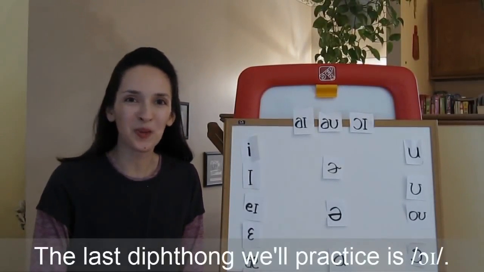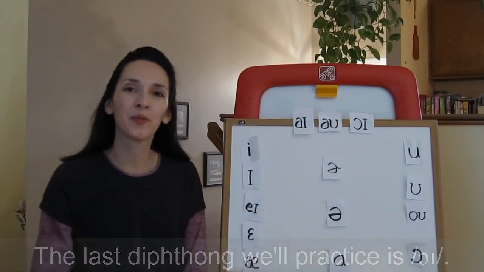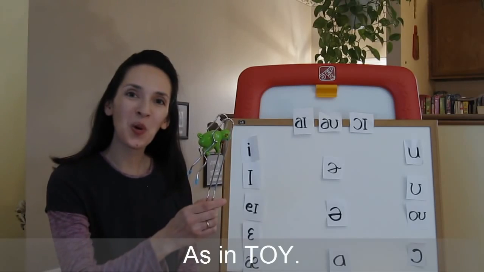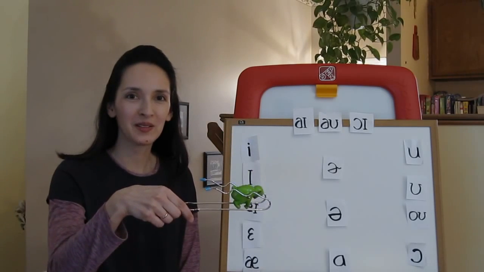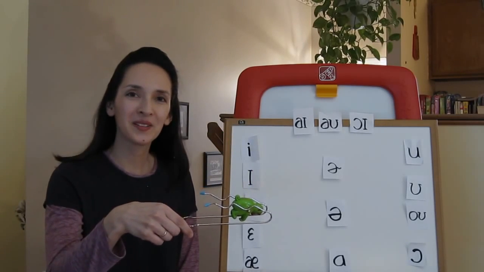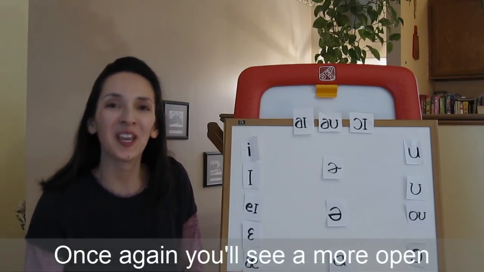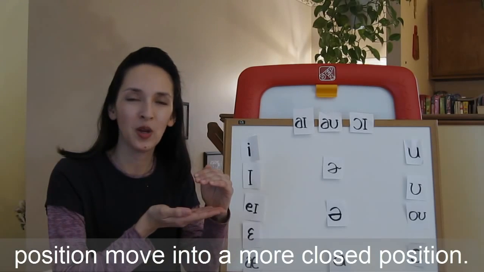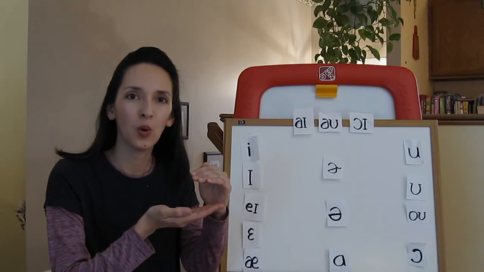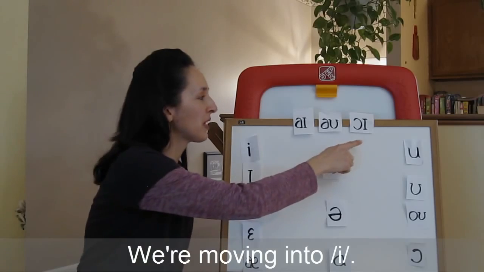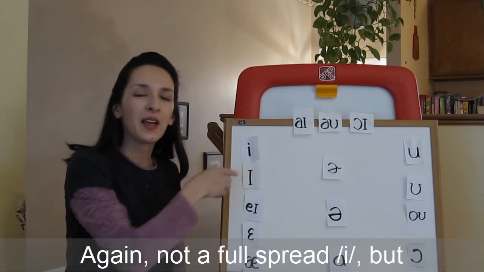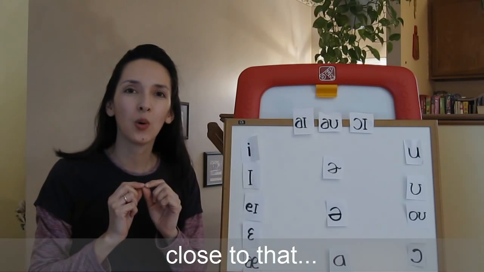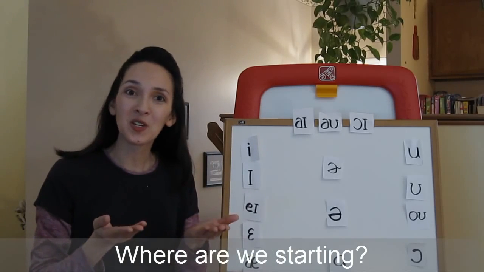The last diphthong we'll practice is oi, as in toy, toy. Once again, you'll see a more open position move into a more closed position. Oi, oi. We're moving into E. Again, not a full spread E, but close to that. Where are we starting?